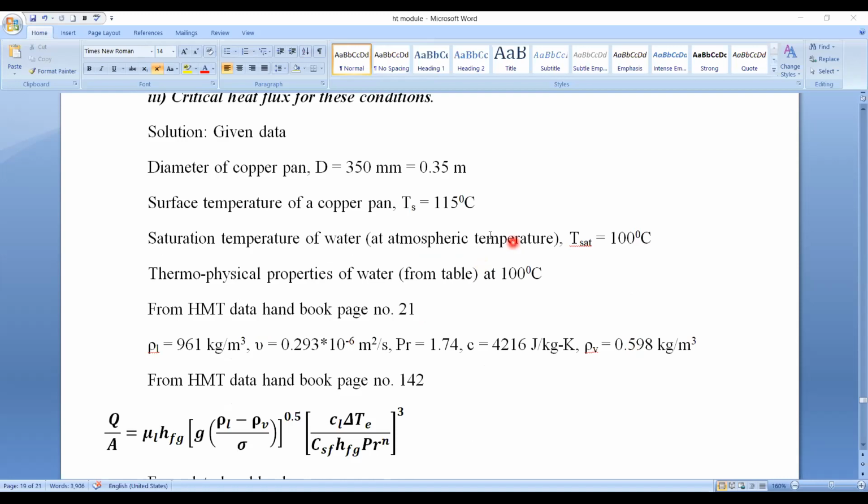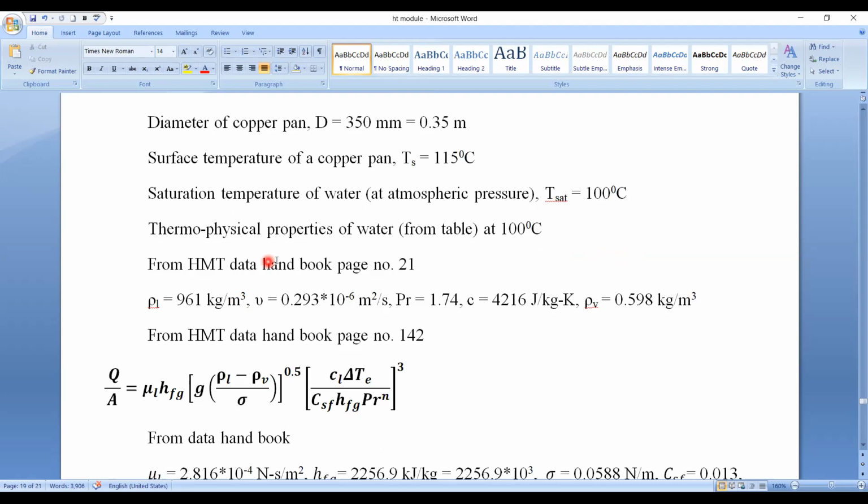At atmospheric pressure, Tsat, the saturation temperature, equals 100 degrees centigrade. Sometimes the saturation temperature will not be given, but by default it is Tsat equals 100 degrees centigrade. Now we have to take the thermophysical properties of water at 100 degrees centigrade. I repeat, we have to take the thermophysical properties of water at 100 degrees centigrade.